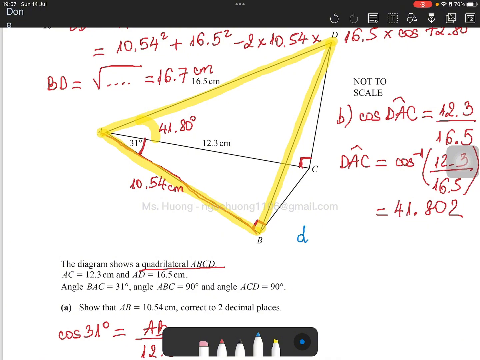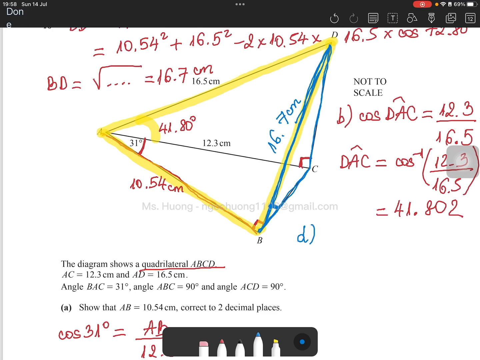Question D. Calculate angle CBD, this blue angle. You know that the angle CBD is an angle in the triangle BCD, this blue triangle. In this triangle, we know that the length of BD is 16.7 centimeters from question C. And so if we can find the length of BC and CD, then we can apply the cos rule to find the angle CBD. So first, let's find the length of BC.